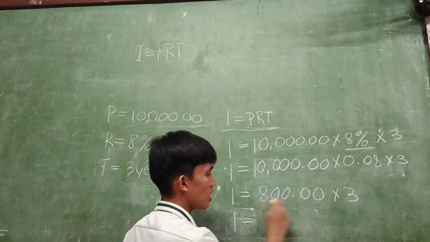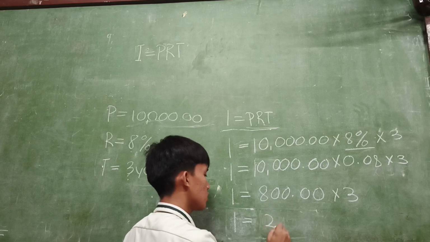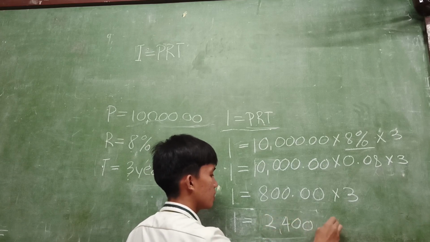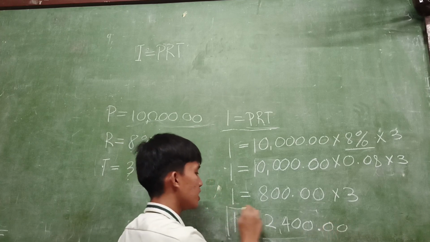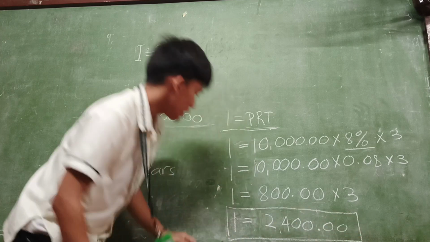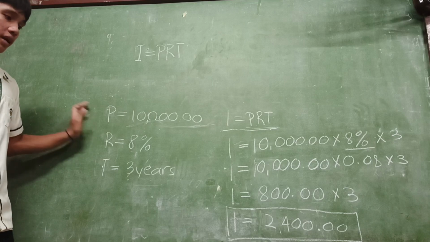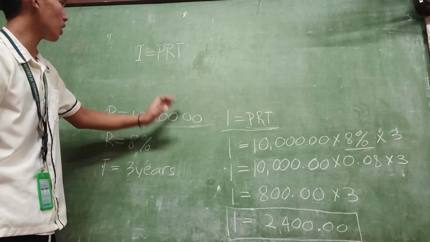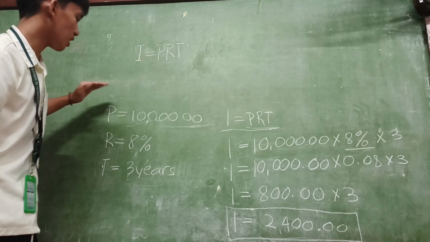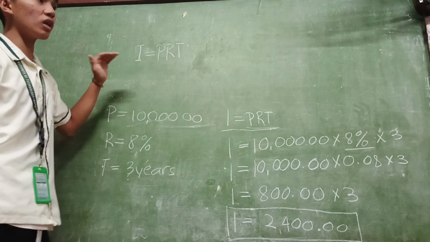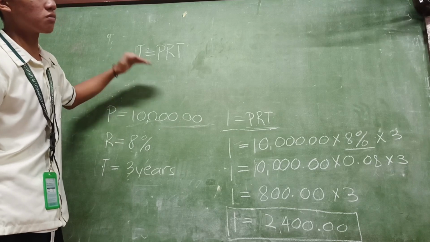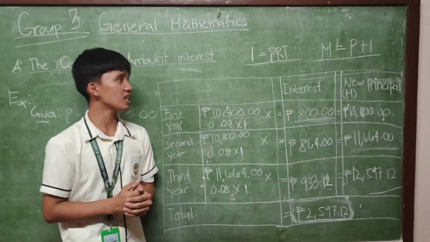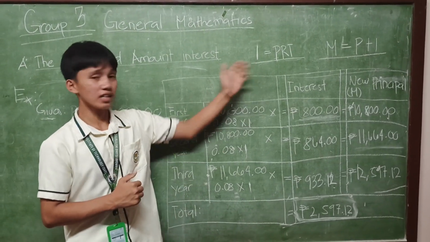Ang question is 800 times 3. Ang answer is 2,400. Then, ito na yung magiging interest na binigay na given kanina. Ganito ang procedure na gagawin para makuha yung interest na bigay sa atin. Ito rin yung gagamitin natin sa first procedure ng kung paano kunin ang compound interest. Explain na natin kung paano i-compute ang interest.